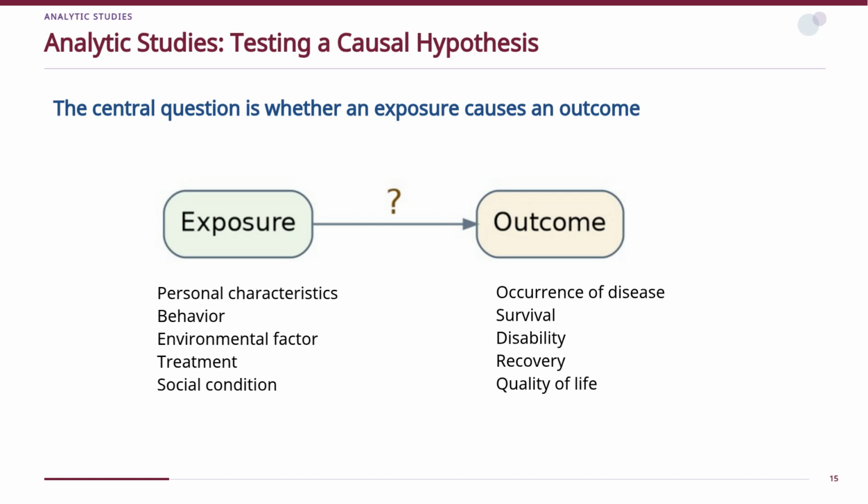The outcome is what happens in relation to that exposure. In studies of disease causation, the outcome is usually the occurrence of disease, but it may also be survival, disability, recovery, or quality of life. Other terms for outcome include endpoint, response, and dependent variable. Clearly identifying the main exposure and the main outcome helps researchers choose the most appropriate study design.